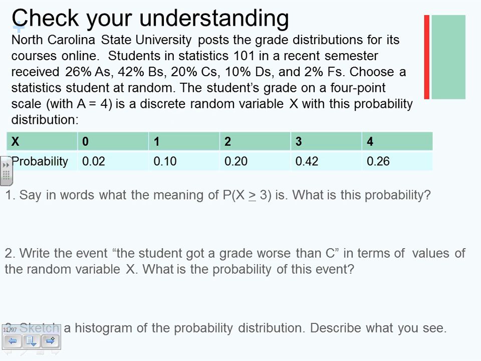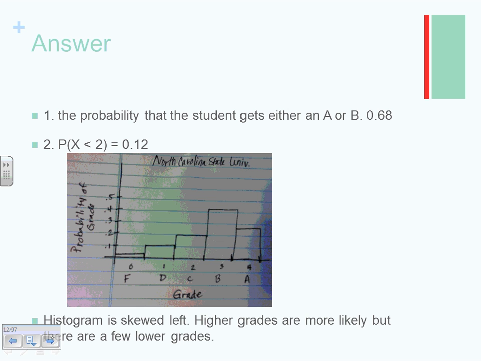Okay, here is another one. If you're still not comfortable with everything going on, see if you could answer this. And you can pause me and unpause. So here is what I got for my answers. And hopefully you did okay. If you have any questions, let me know. And I'm going to go ahead and move on.